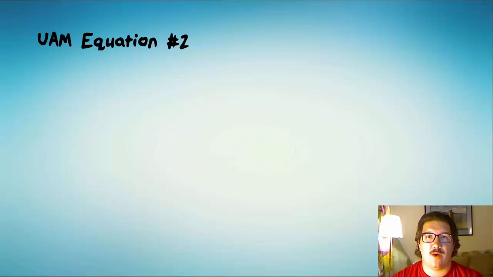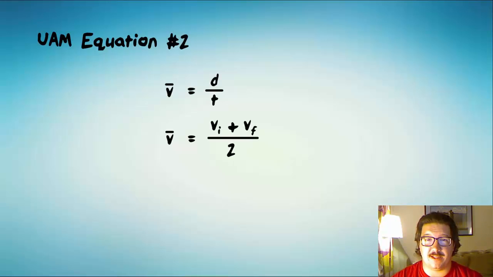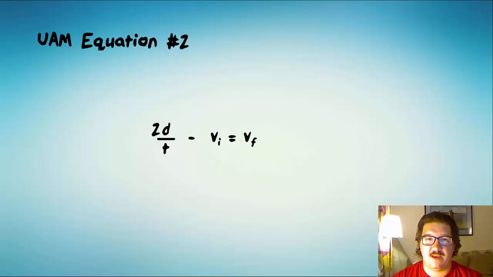All right, on to UAM equation number 2. I hope that you recall that there are two equations for average velocity, d over t and (vi plus vf) over 2. And since they both equal v average, we could say that they equal each other. If a equals b and a equals c, then b equals c, right? So let's set these two equations equal to each other. And now let's multiply both sides by 2. And so we end up with the 2 over here. And then let's subtract vi from both sides.